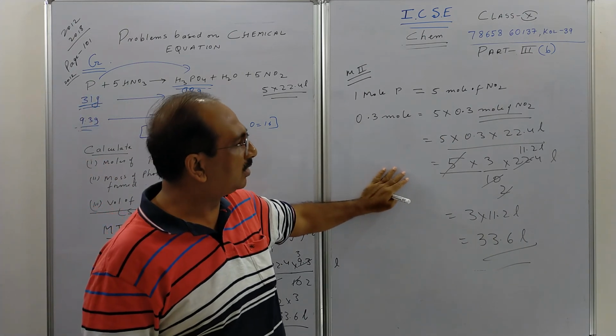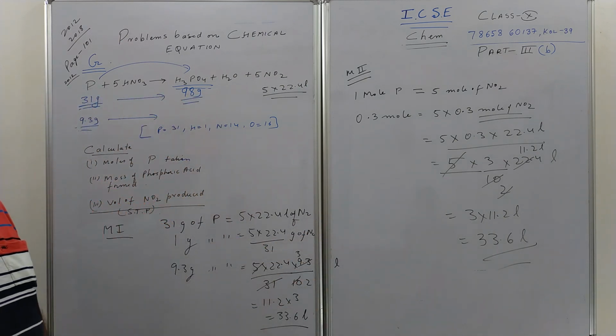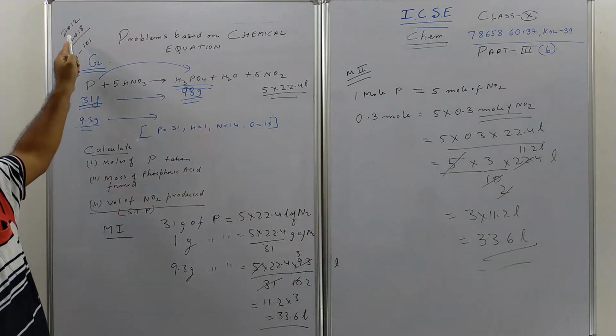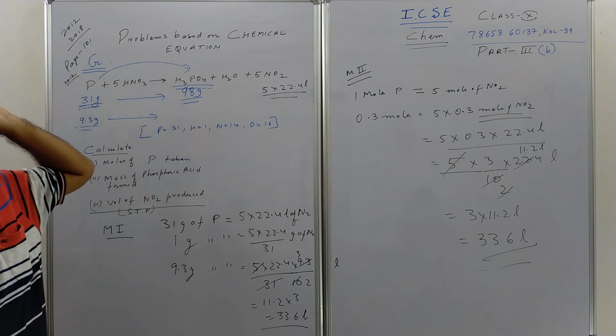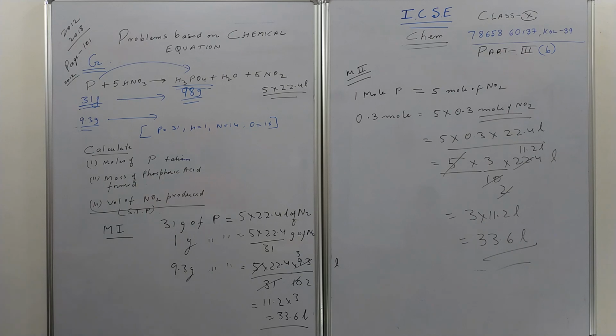So this is the second method. Remember, ultimately the final step is the same. So this is about our question, ICSE 2012. Now we will do one sum from 2018. So kindly pause the video and copy.